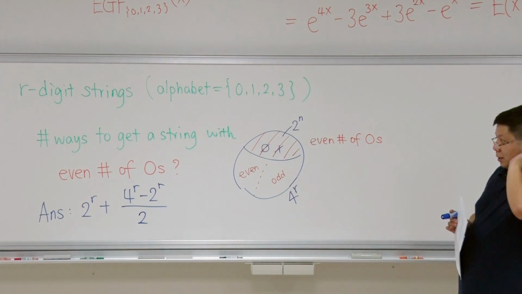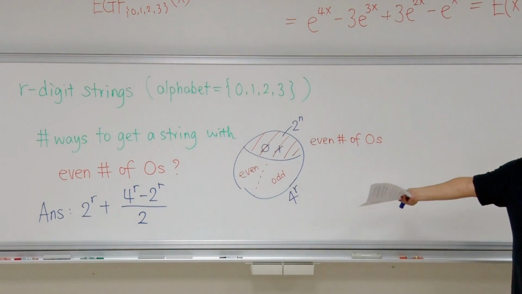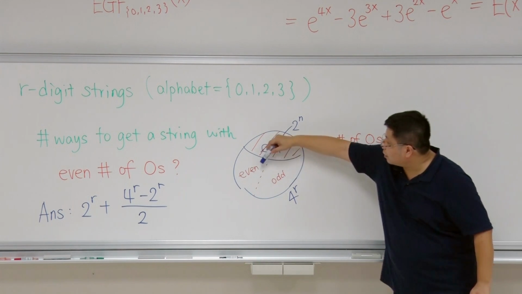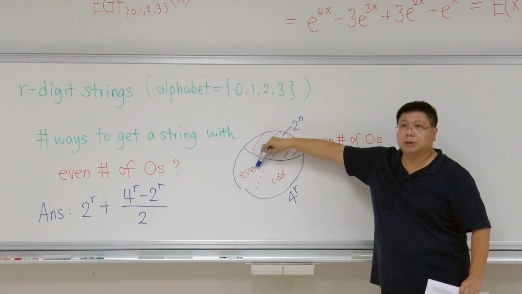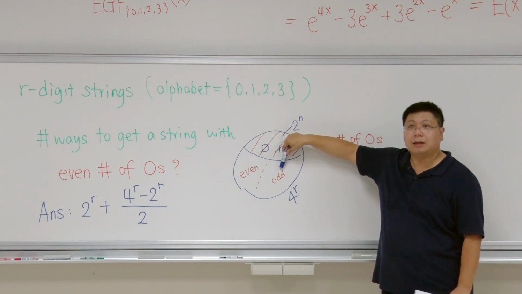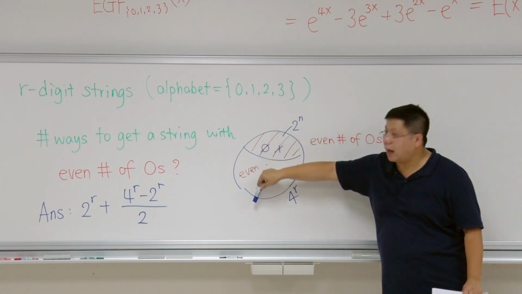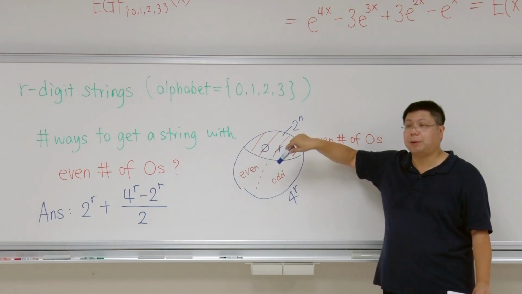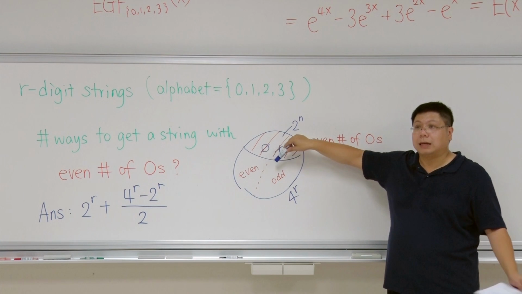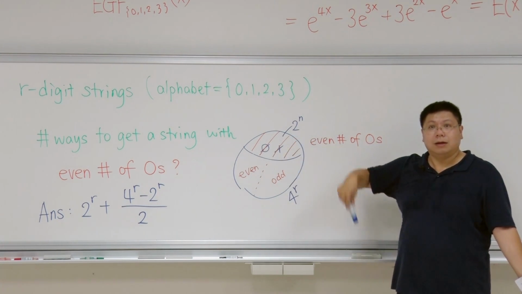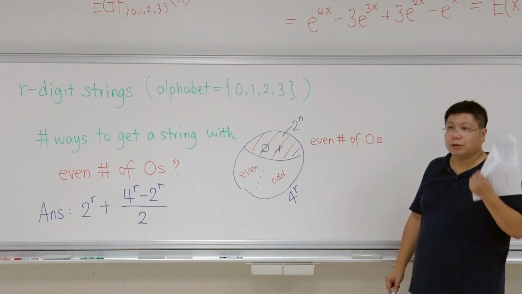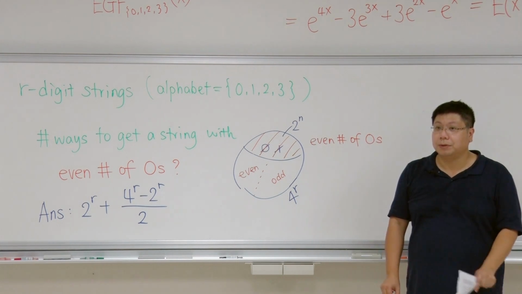And at that time, the proof was not easy. We still needed to find a one-to-one correspondence between the strings here and the strings here, so that we know exactly half of them have an even number of zeros, half of them odd. Is that okay? So that's difficult. But now, let's try to use a generating function, the exponential generating function, to help.